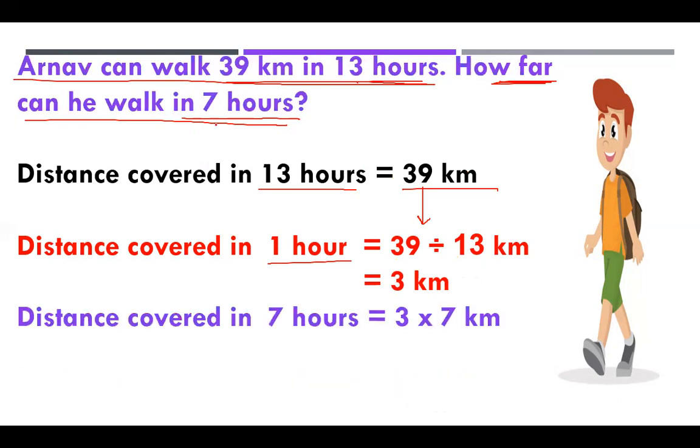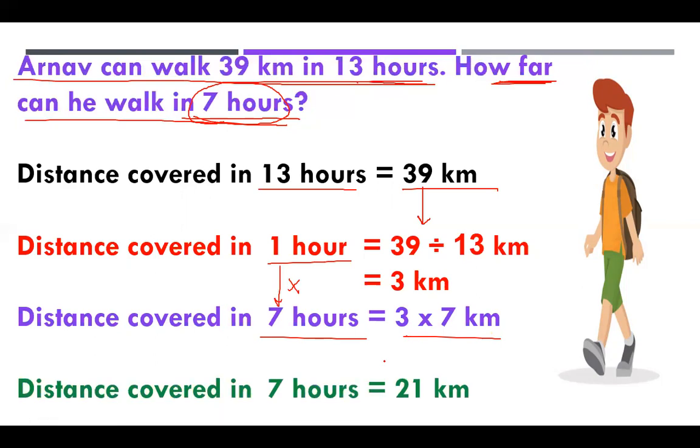So now we have to find the distance for 7 hours. So from 1 to many, what we have to do is multiply. So we have to multiply the distance with the time, 3 into 7. This will give you 21 kilometers. So the distance covered in 7 hours is 21 kilometers.